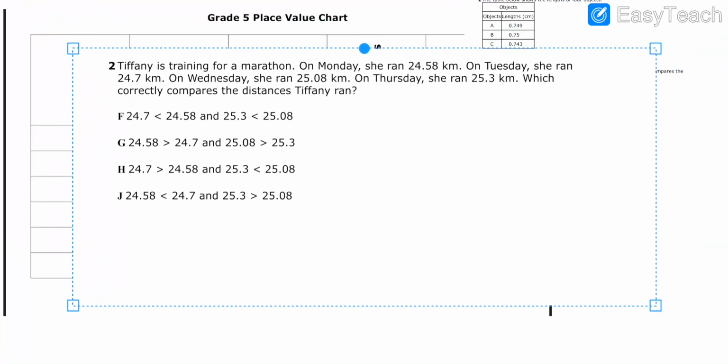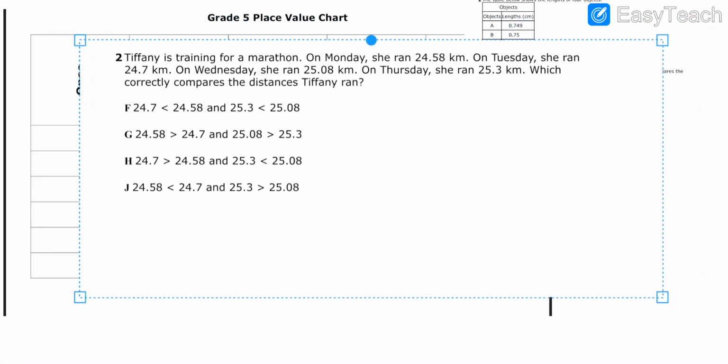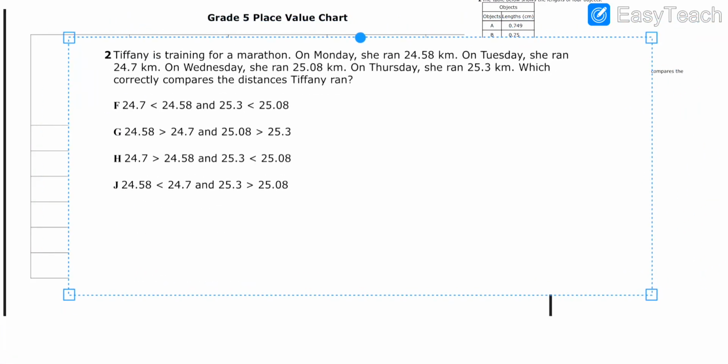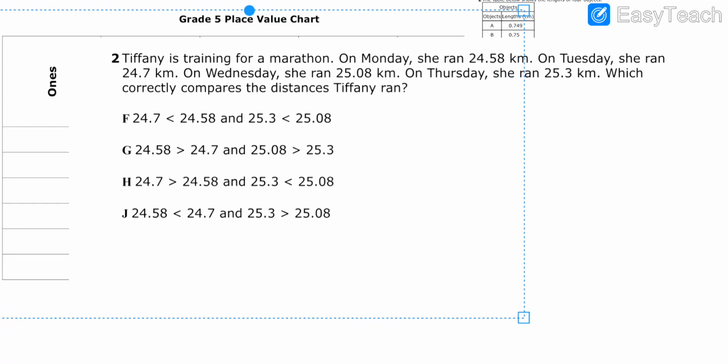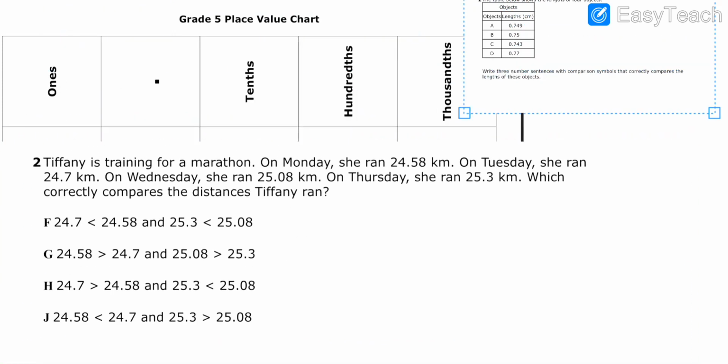Okay, so this problem says, Tiffany is training for a marathon. On Monday, she ran 24 and 5/8 kilometers. On Tuesday, she ran 24 and 7/10 kilometers. On Wednesday, she ran 25 and 8/100 kilometers. And on Thursday, she ran 25 and 3/10 kilometers. Which correctly compares the distances that Tiffany ran? So we first need to put them in order from least to greatest, and then we can use that comparison chart without a problem.